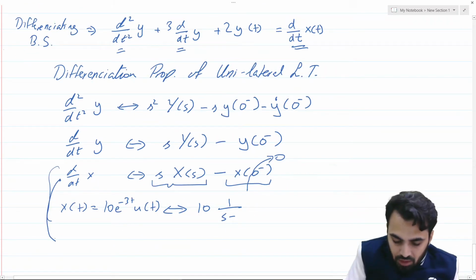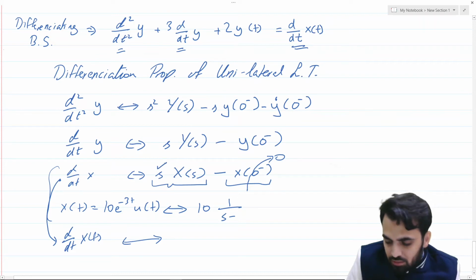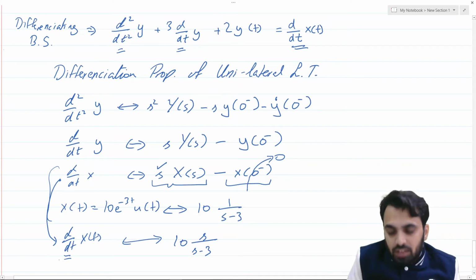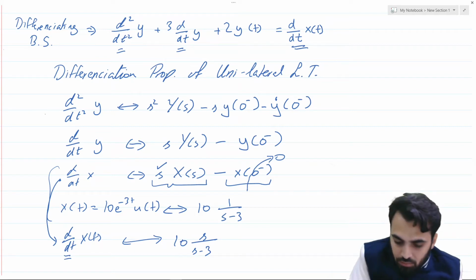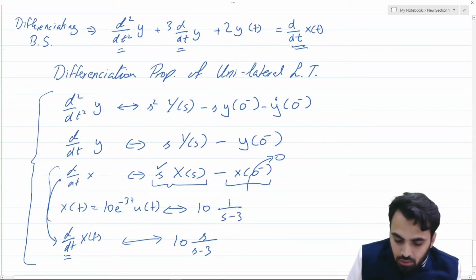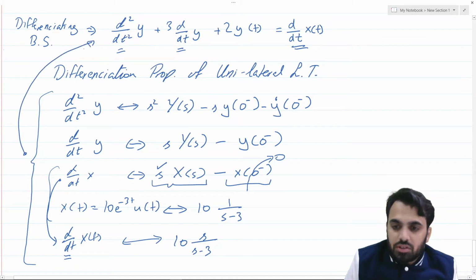Also from here, if we are differentiating the input signal, that is d by dt x of t, in the Laplace domain this would mean that we would be multiplying with s. So we have 10 times s over s plus 3. So s is multiplied if we are differentiating in the time domain. So now we have all the expressions that we desire. So let us plug all of this into the main differential equation.